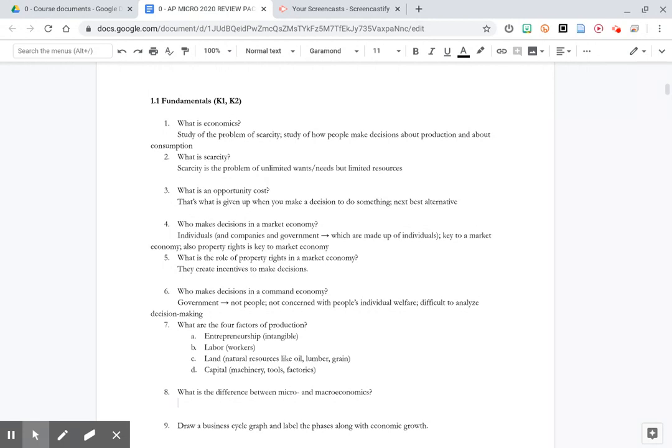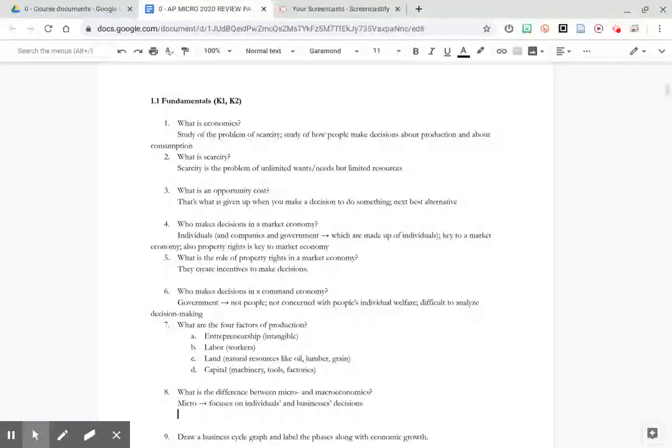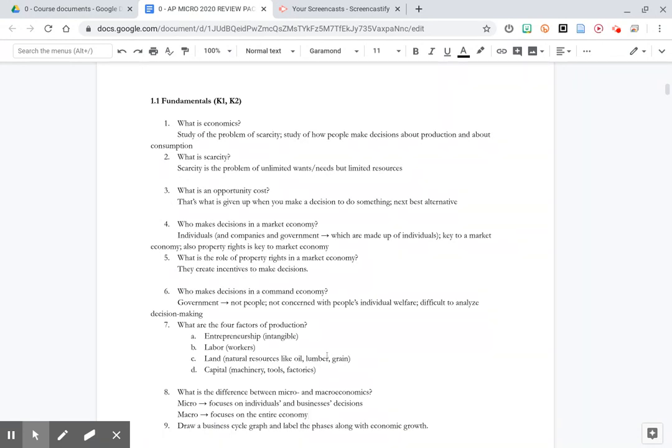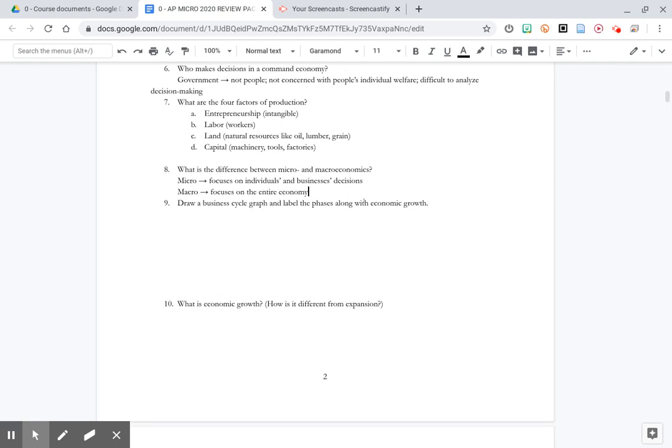Difference between micro and macro. Micro focuses on individuals and businesses' decisions. And what we would say is that the macroeconomy, in terms of macroeconomics, focuses on the entire economy. So it's really a question of where do we spend our time in terms of focusing on it? And it may very well be that you'll see questions that ask you to distinguish between these. I'm going to skip number 9 for just a second, and answer number 10.